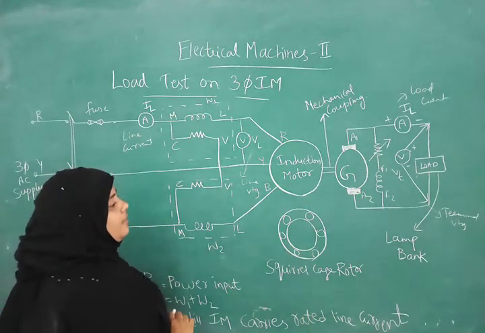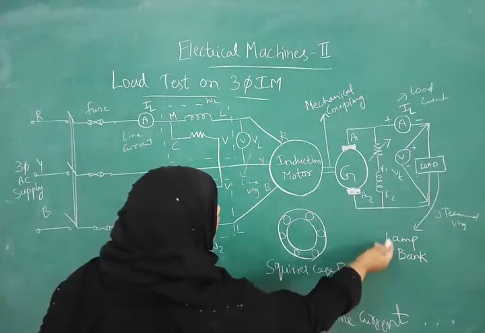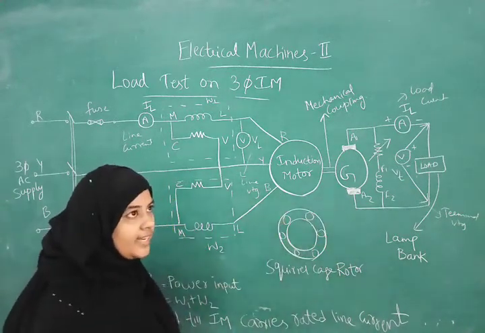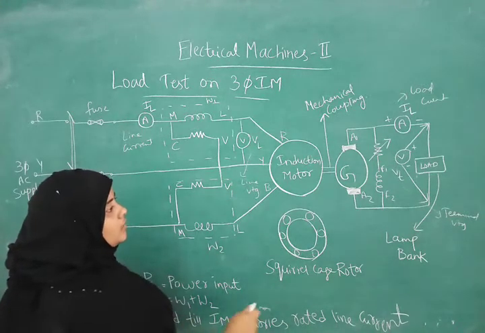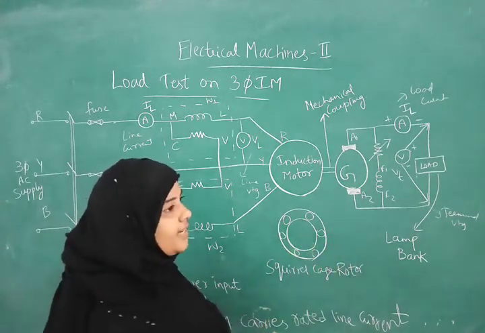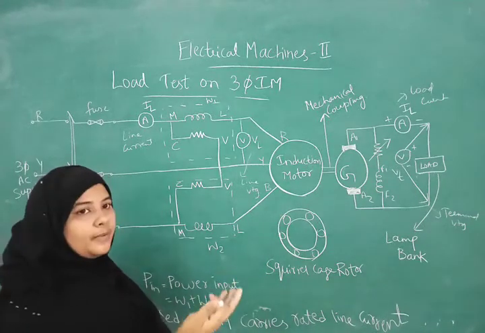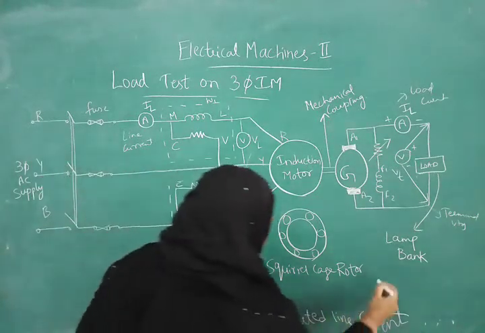So what we are doing here is giving load to the generator through this lamp bank, and hence the induction motor is also getting loaded. For various loads we are determining the values of voltages, currents and speed. The speed can be measured with the help of a tachometer.